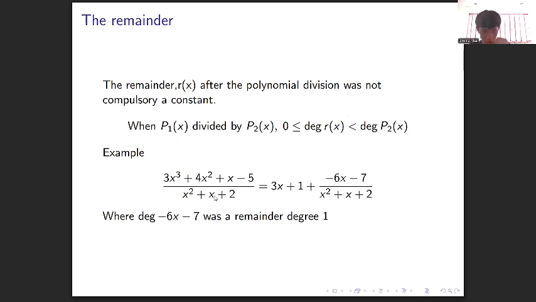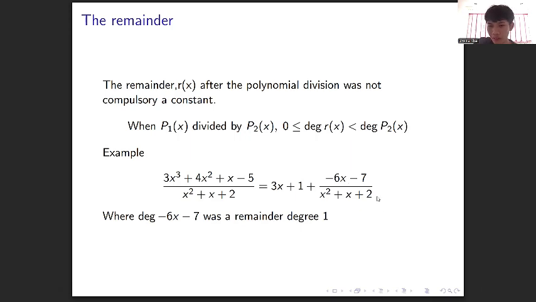For example, 3x cubed plus 4x squared plus x minus 5 divided by x squared plus x plus 2 equals 3x plus 1 plus a fraction. In this part, you can see the numerator is the remainder. And this remainder is actually degree 1, which is less than the degree of x squared plus x plus 2, which is 2.